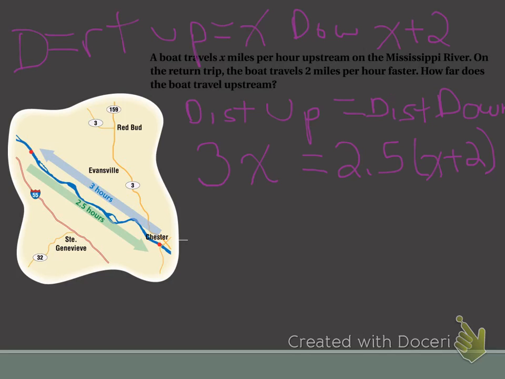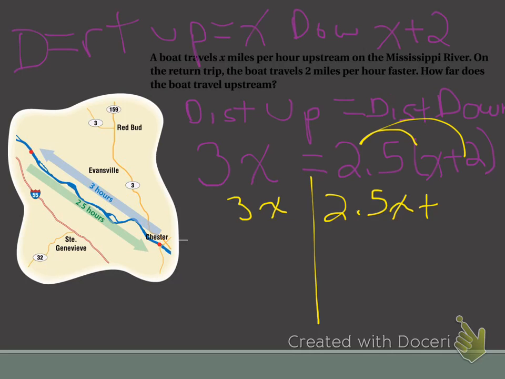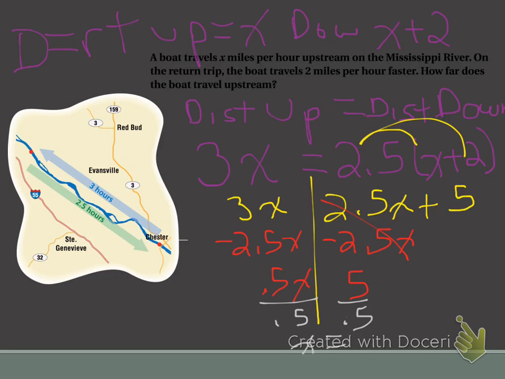So now let's solve this equation. First, we're going to distribute 2.5x and 2.5 times 2, remember to pass it to all of them, is going to be 5. Now I'm going to subtract my 2.5x here to move that variable over. And I get 0.5x, those cancel out, equal to 5. So now if we divide by 0.5, we get that x is equal to 10.